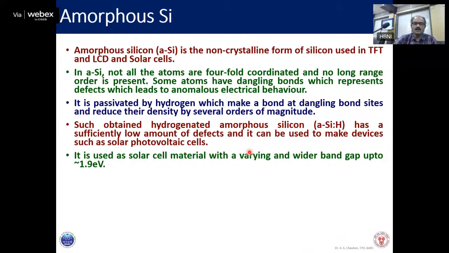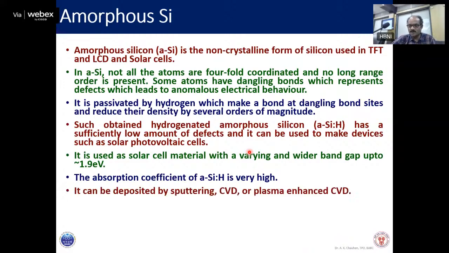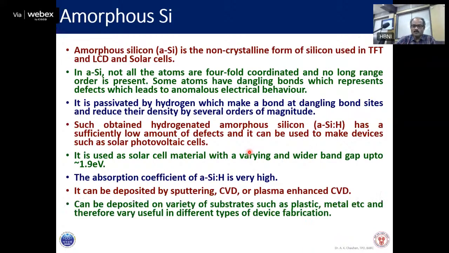So, as I said yesterday, it is used as a solar cell material with a varying and wider band gap, up to 1.9 electron volt. The absorption coefficient of amorphous hydrogenated silicon is very high as compared to silicon. For silicon, the band gap was 1.1 or 1.12 electron volt. Here you can go up to 1.9 electron volt also. So the band gap is really high.